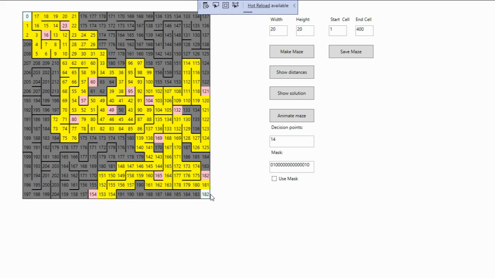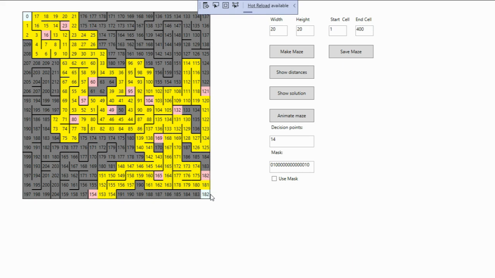And that's often the case when you have mazes using this particular algorithm, because it creates very long winding paths just by its nature, then you often have relatively few decision points compared to other mazes. So it's something to bear in mind.